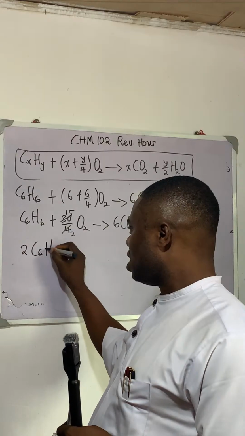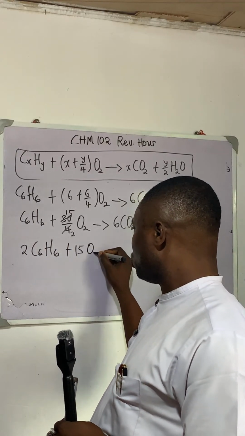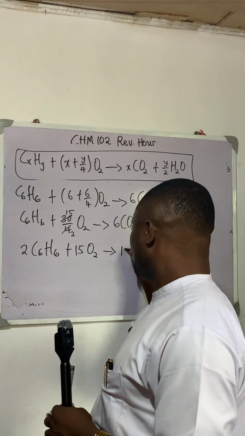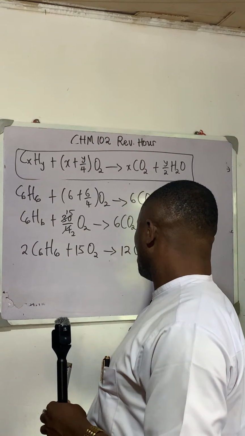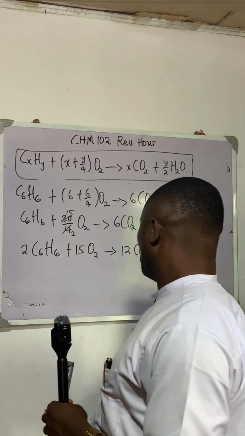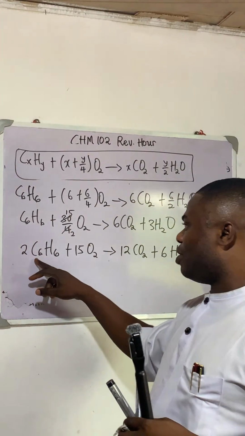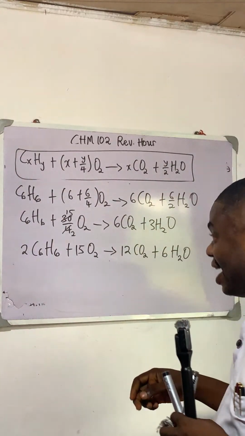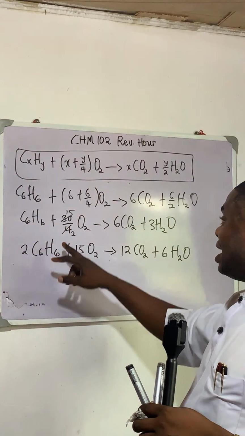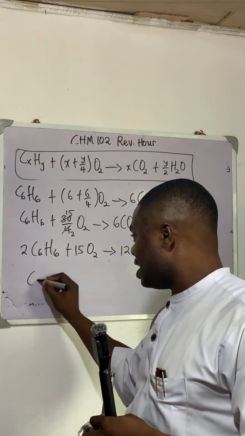Multiply through by 2. Everything will be 2C6H6 plus 15O2, giving you, 2 times this, 12CO2 plus 6H2O. Now let's check if it is balanced. How many carbon are here? 12 carbon. Normally 12 carbon is in a balanced equation. Balanced.